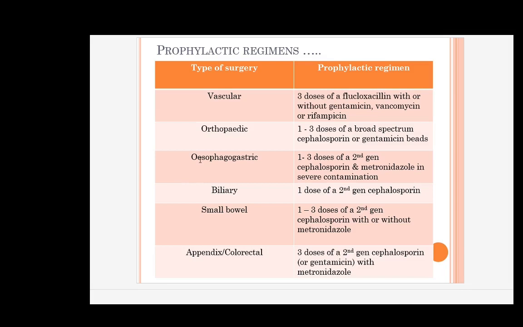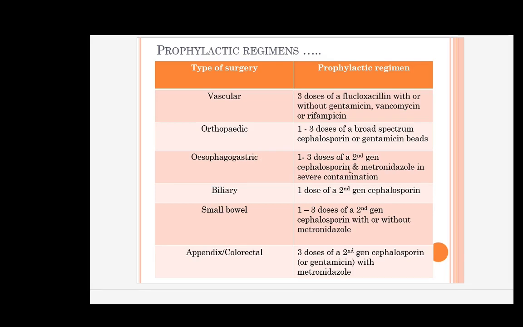When we are doing esophageal or gastric surgeries, we prefer to give 1 to 3 doses of second generation cephalosporin. But because we have to deal with bacteroids in the GIT, which are anaerobic organisms, we also add metronidazole to combat the anaerobes. Sometimes we start with cephalosporin, and once we enter, we find that there's a lot of spillage. That means the problem of bacteroids and anaerobes is going to be quite a problem later on, so we add metronidazole.